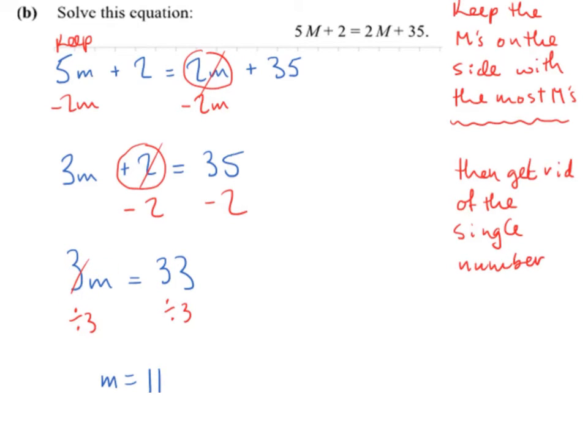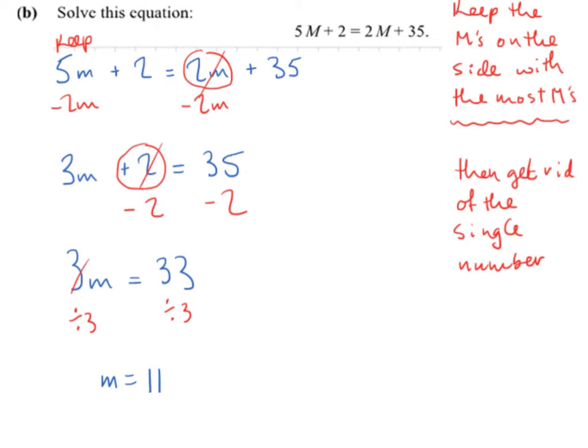The 3 is stuck onto the m, and two things stuck together in maths mean multiply, and the opposite of multiply is divide. So I divide by 3 to get rid of that 3, and if I divide by 3 on the left of the equal sign, I must divide by 3 on the right of the equal sign. And 33 divided by 3 is 11.